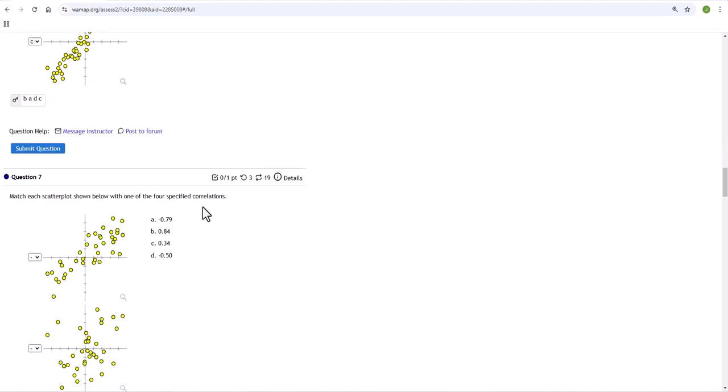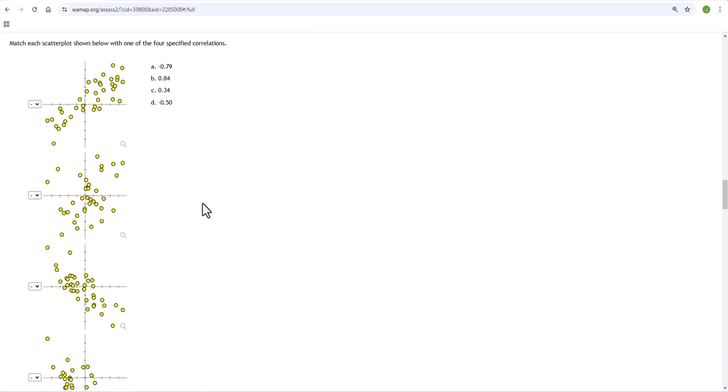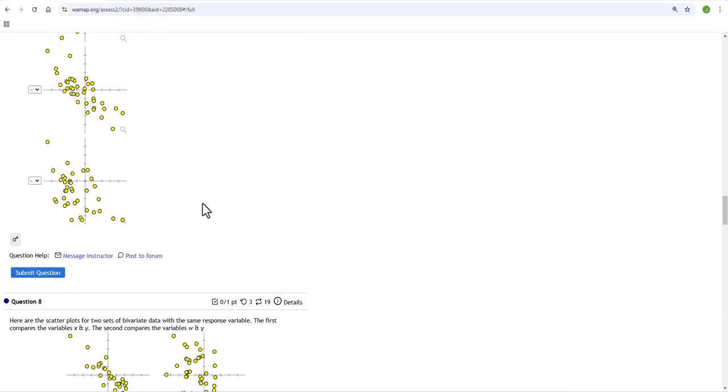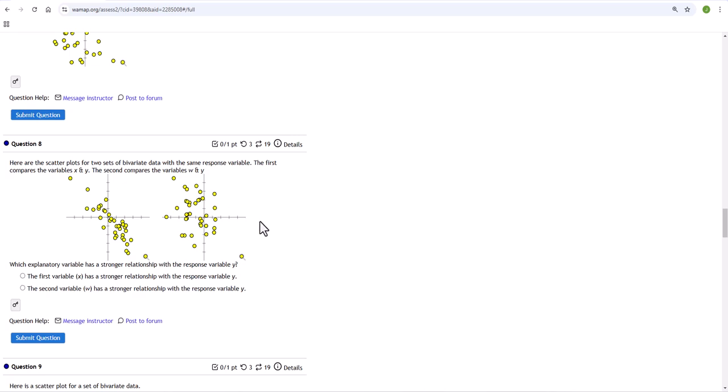Okay. So a similar one here, and kind of have some pictures, again, without a context, but it works for these. And now, bivariate data is just what we call data that's paired as far as x and y axis, so don't get too alarmed with that. So our first one is comparing x and y. The second one compares w and y. Where is that? A V? Looks like w and y. It says which explanatory variable has a stronger relationship with the response variable.